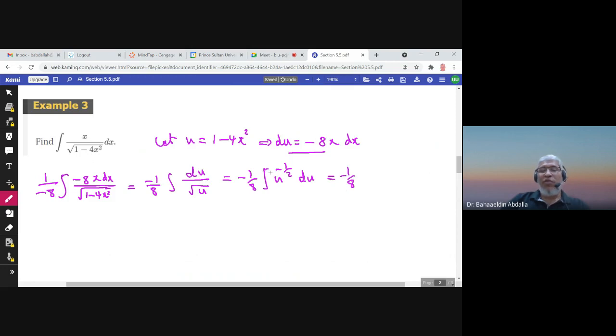The integral of u to the power negative half is u to the power negative half plus 1, which is half, over half or times 2, plus c. So negative 1 over 8 times 2 would be negative 1 over 4. And now I replace u with its value, which is 1 minus 4x squared to the power half. I can write it as a square root if I like. So this is the integral of this function.